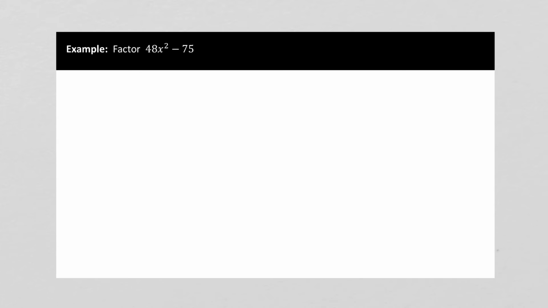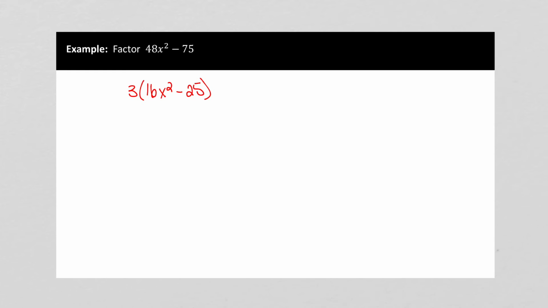What about this particular problem? Well, always look to see if you can pull out a GCF first. 3 can come out of both 48 and 75. 48 divided by 3 is 16. And 75 divided by 3 is 25.